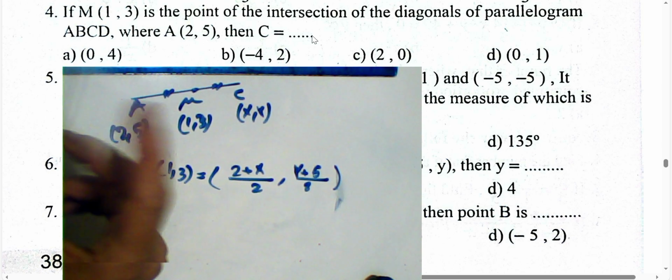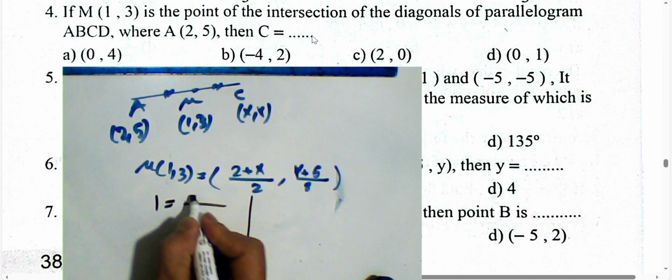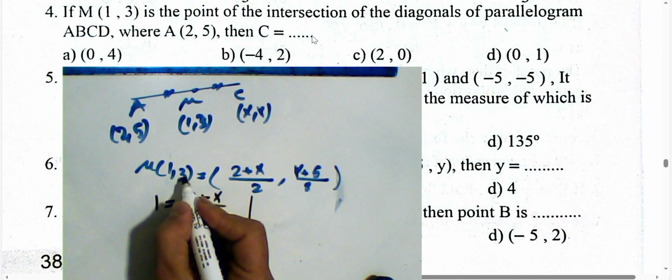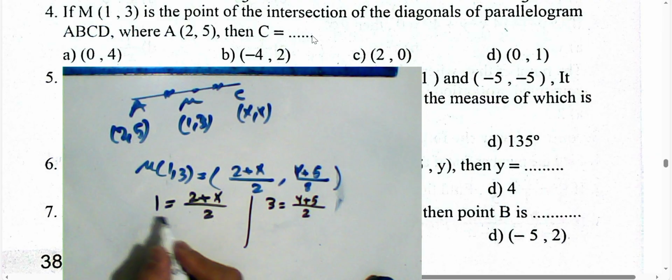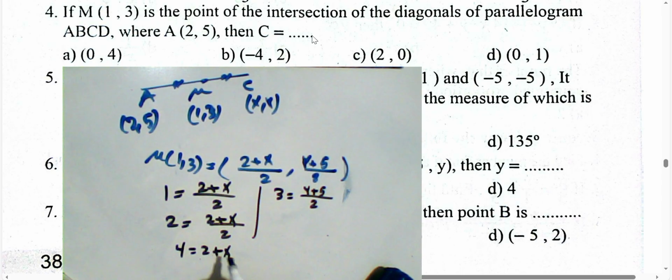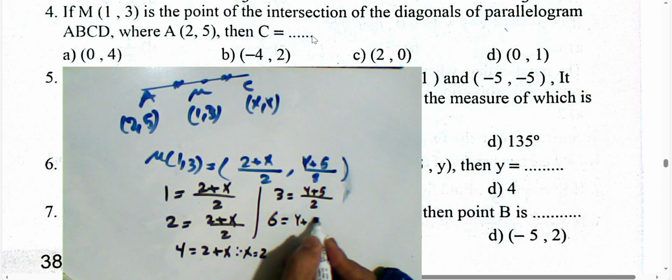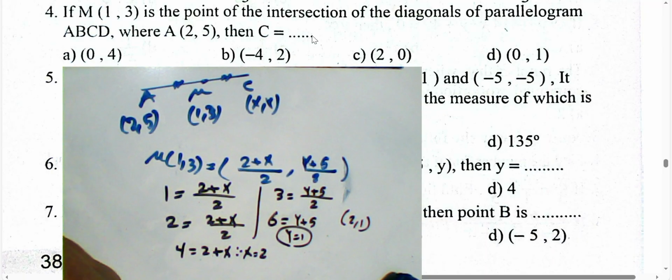We can collect: first, 1 equals 2 plus X over 2, and second, 3 is equivalent to Y plus 5 over 2. 2 times 1 is 2, and 2 times 2 is 4. 4 equals 2 plus X, and the value of X will be equal to... 2 times 3 is 6, which equals Y plus 5, and the value of Y equals 1. Then we have the point.